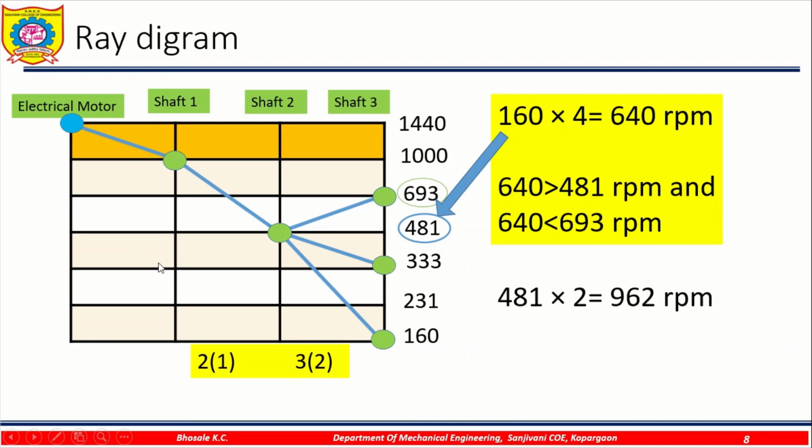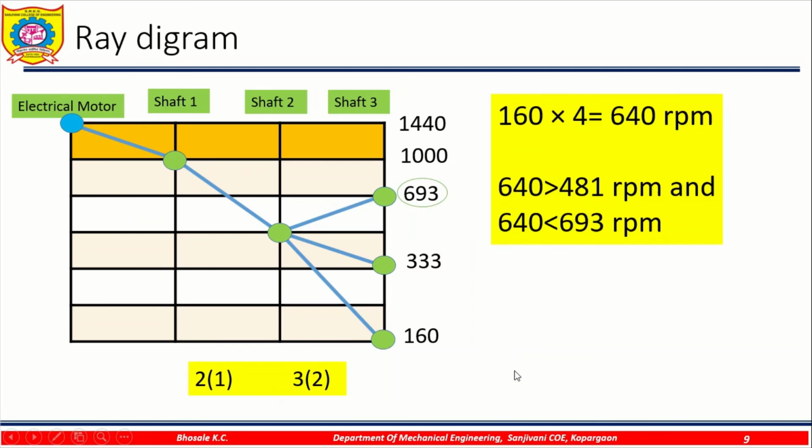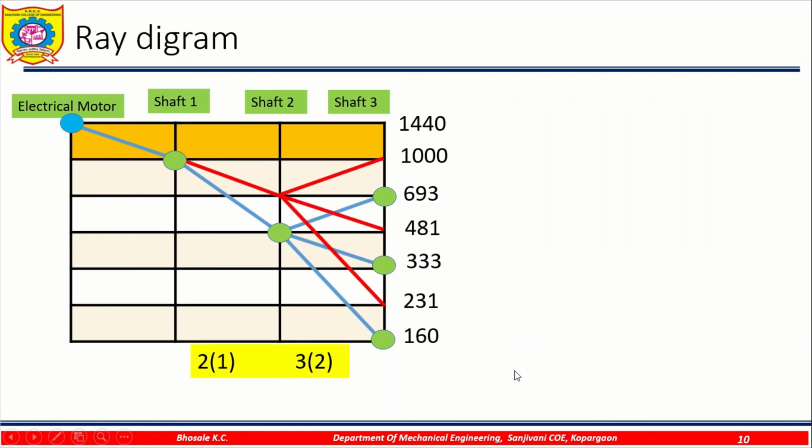This diagram will be called the ray diagram. We are drawing the ray diagram from the right hand side to the left hand side and complete the diagram. If we complete the remaining diagram, it will be called the speed chart. On the first stage there are 2 lines with a gap of 1, and there are 3 lines with a gap of 2. Likewise we can complete the speed chart.